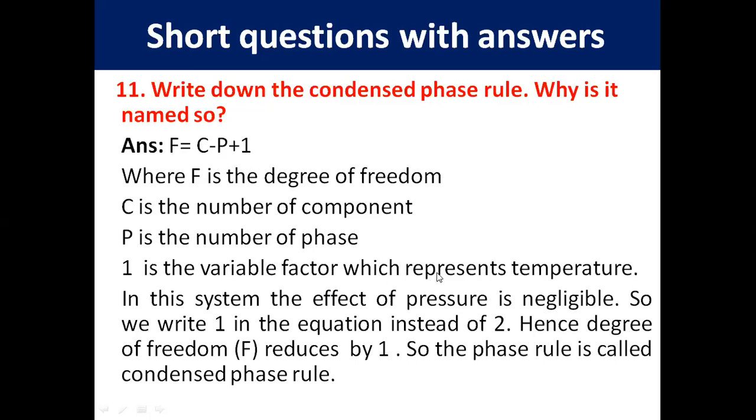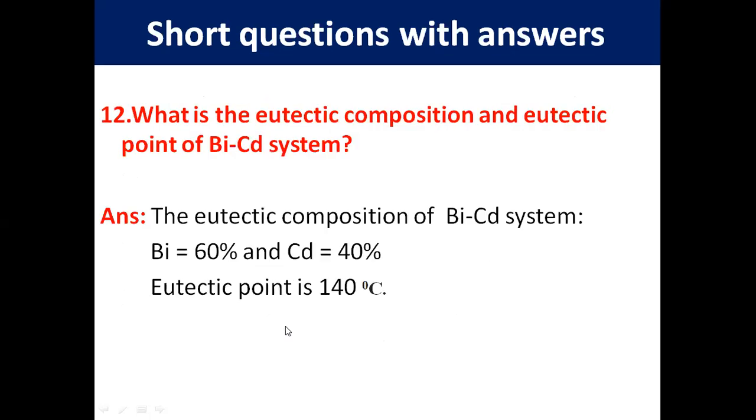The 1 is the variable factor which represents temperature in the condensed phase rule. In this system, the effect of pressure is negligible. So we write 1 here instead of 2. Since we write 1 instead of 2, the degree of freedom also reduces by 1. So the phase rule is called the condensed phase rule.